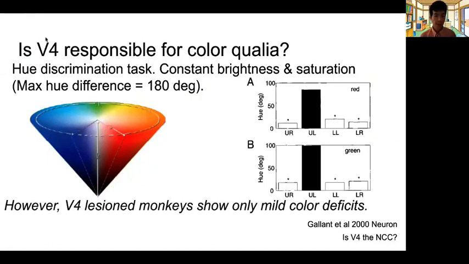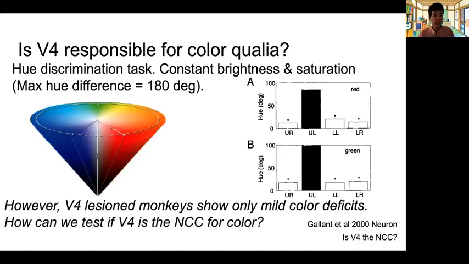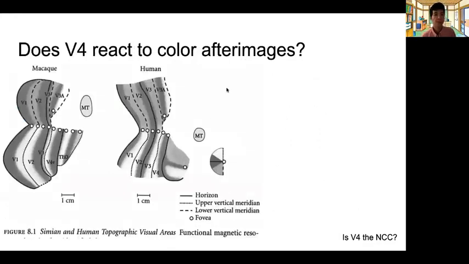Okay, so one of the controversies about color and color qualia and V4 is that when monkey physiologists lesioned monkey V4, the monkeys don't really show color deficits. It's very different from MT lesions and motion qualia. So it's been controversial. One of the breakthroughs that came around the end of the 20th century was a test for whether V4 is really the NCC for color or not. Can you imagine what one of the tests was? It's the color after image. That's one of the techniques they can use.